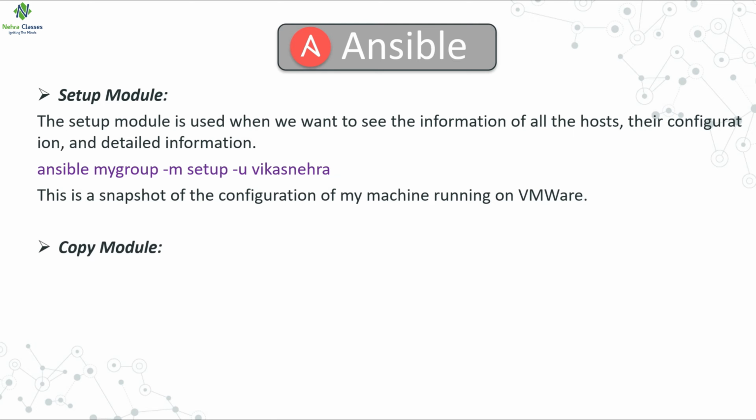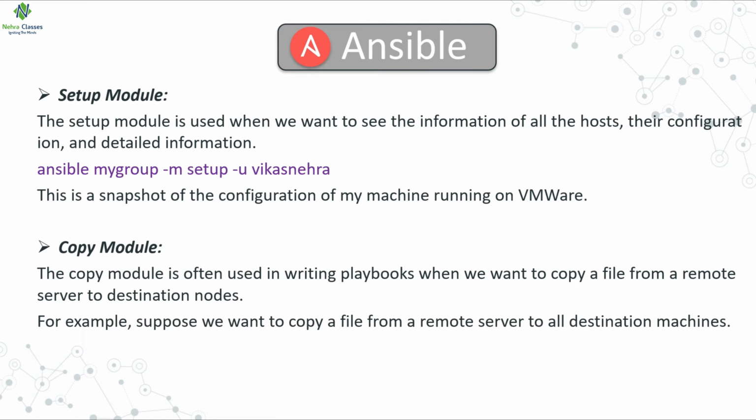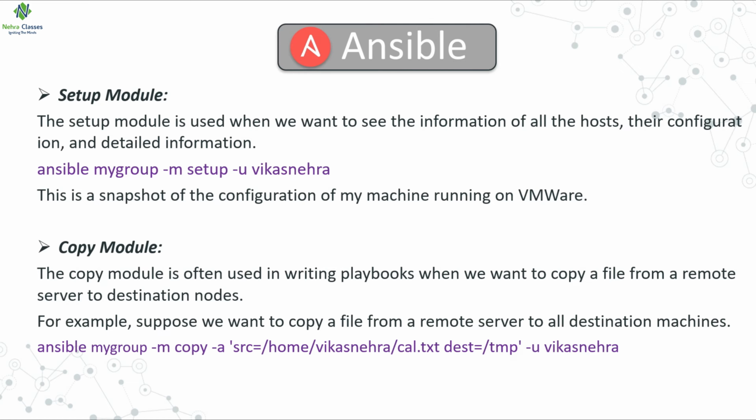The next module is the copy module, which can be used to copy files from the server to the client nodes. For example, if we want to copy a file from the remote server to all the destination nodes, we can execute the command like this: ansible, after that the group name, then -m for the module, then the module name, that is copy, and after that we can mention the argument, and in the argument we can mention the source and the destination path. While mentioning the argument, we always use option -a, as I told you in the previous session as well.